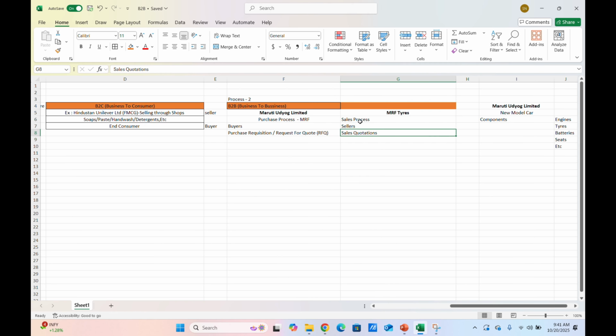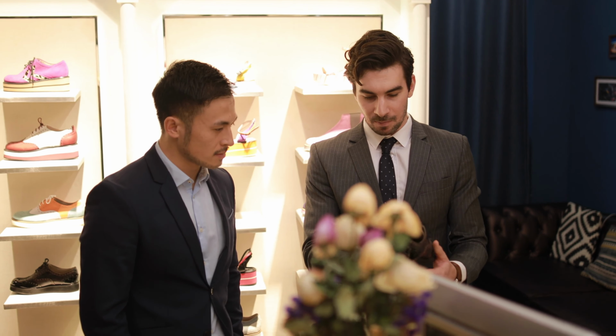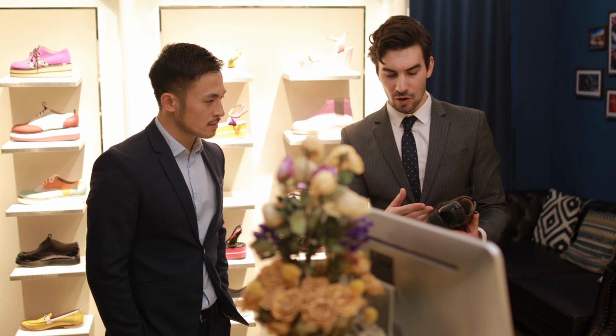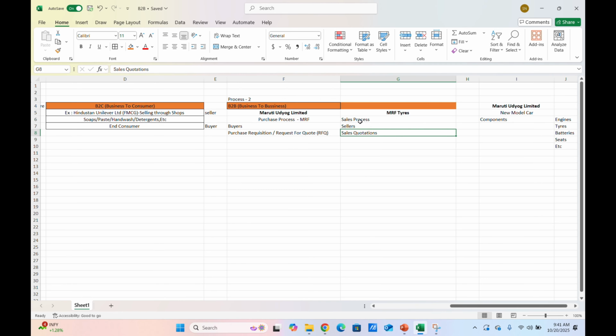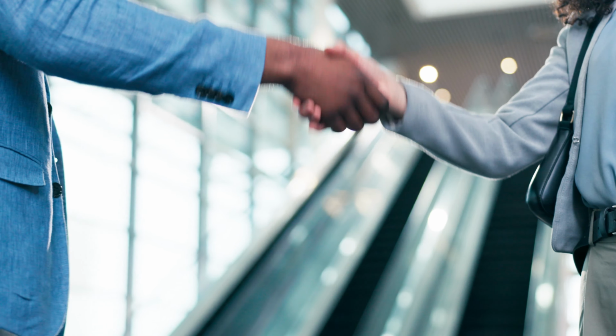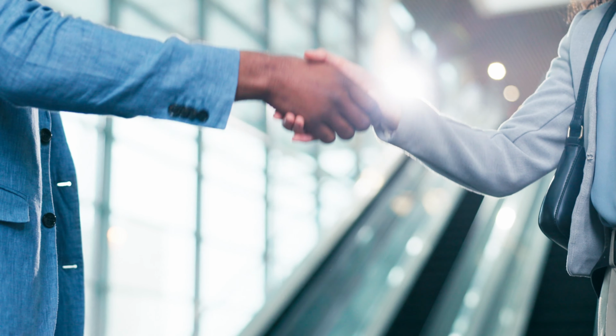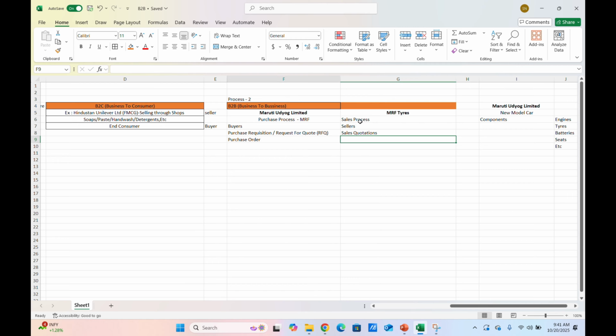So what is the sales quotation? Basically, a sales quotation is similar to a bond, where they mention that we are going to supply this much quantity under this period, we will charge this much, and we will provide a maximum number of credit days. They specify that in the sales quotation. If Maruti Udyog Limited agrees on that sales quotation, they raise a purchase order.